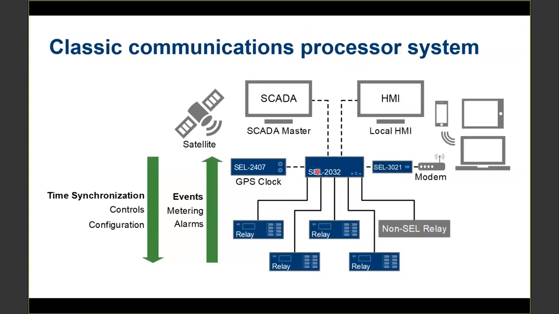And like Anthony showed yesterday, the 2032 can share this IRIG synchronization to the relays using pins 4 and 6 on the DB9 connector on these serial connections. It's a pretty interesting feature in the 2032 device.